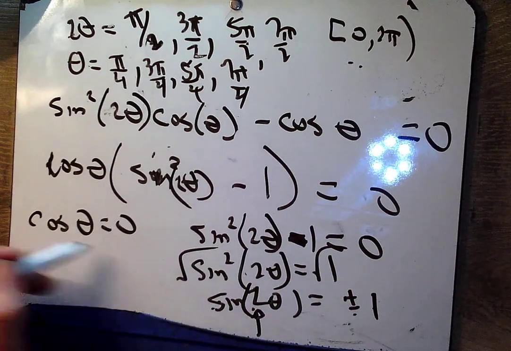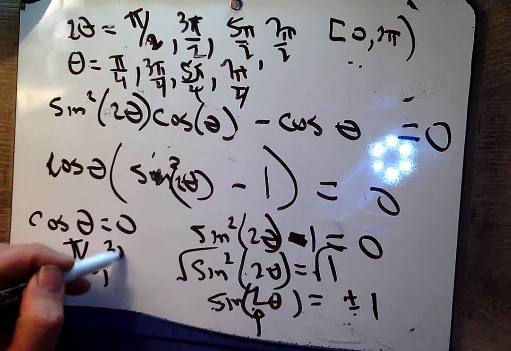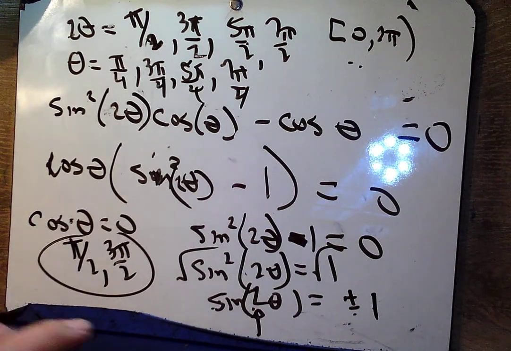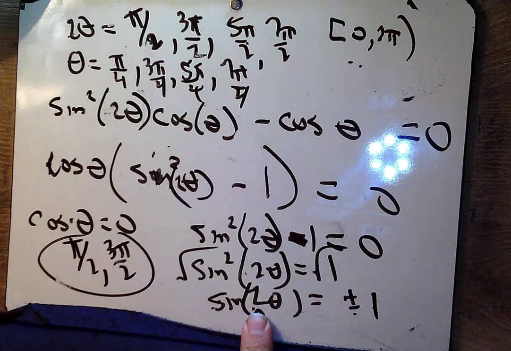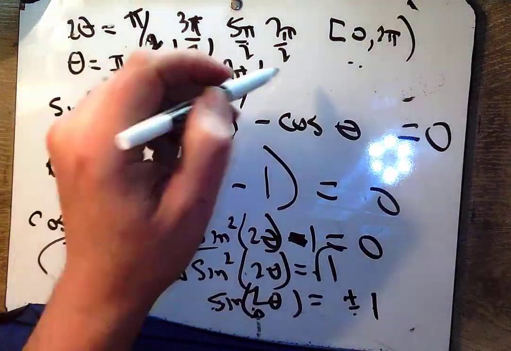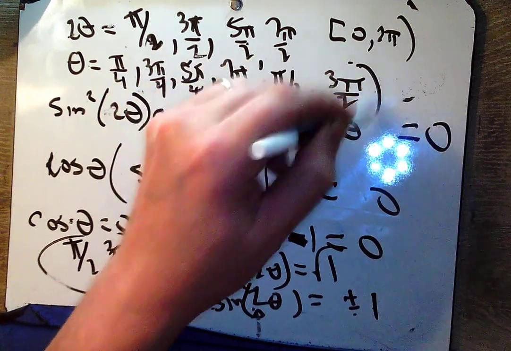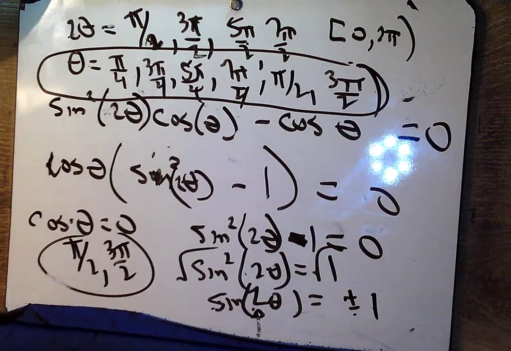Oh, but wait, when is cosine equal to 0? That happens at pi over 2 and 3 pi over 2. Notice there was no b value here. So even though we were talking about pi over 2 for this one, as well as pi over 2 for this one, it became something else. And this one does not become something else. It is, in fact, pi over 2 and 3 pi over 2. These are our solutions on 0 to 2 pi.